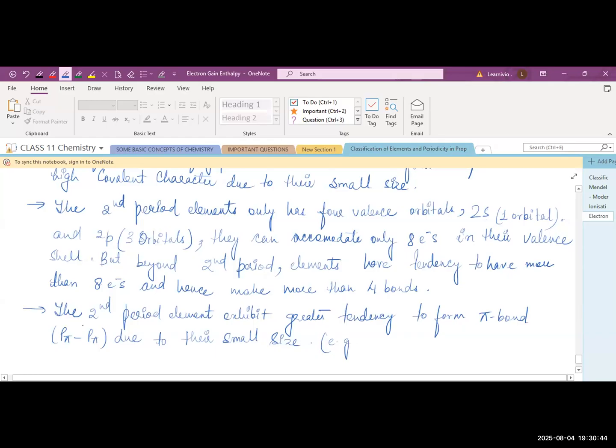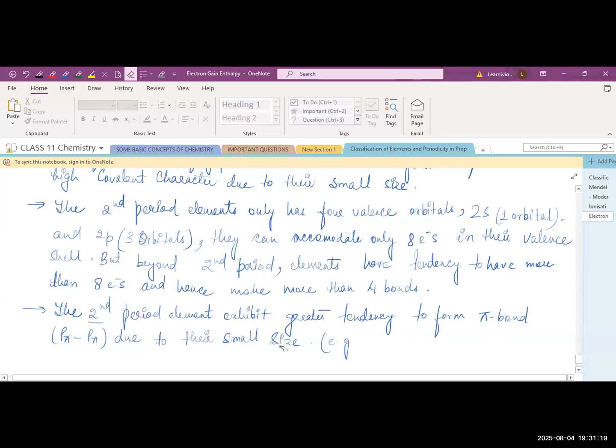So I said that the first member of all the second period elements show a greater tendency to form pi bonds. You know that a single bond is a sigma bond, right? So the formation of pi bonds happens in them. Basically they have the ability to form multiple types of bonds, like a pi bond, meaning a double bond, a triple bond, and so on.